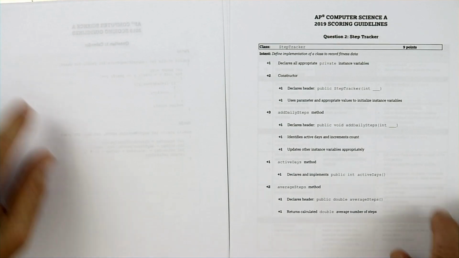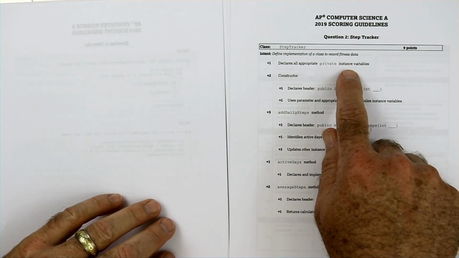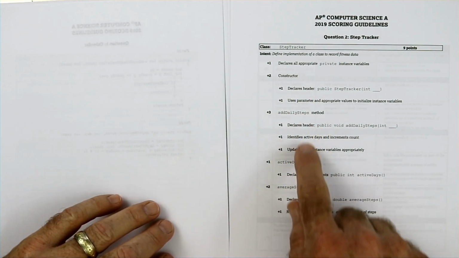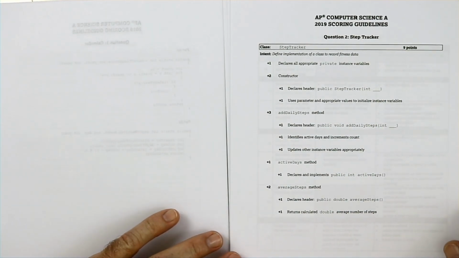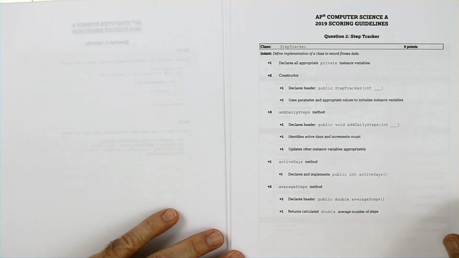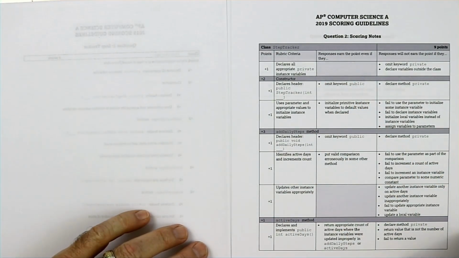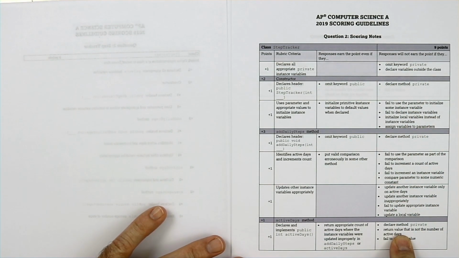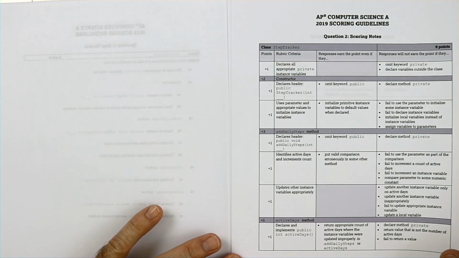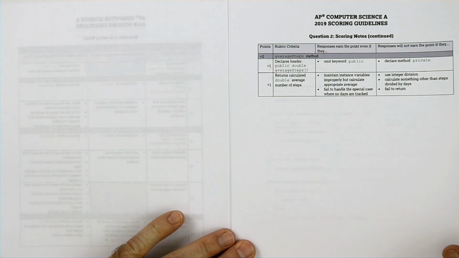Okay, here's the steps tracker. It declares all private instance variables, the constructor, and then the three methods. No toString method. So that shows you that you don't have to write the toString method. Stay exactly with what they told you to write. All right, and then this is actually what the scorer is going to use. You could look at it to see how they go about it, see how they give you points off in case you don't do certain things. All right, and this is all available to you online.